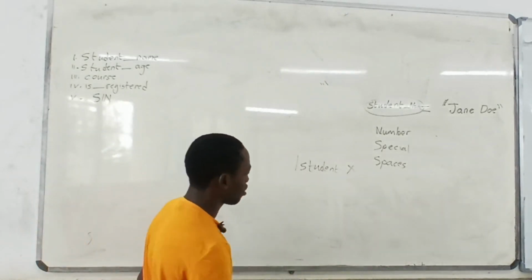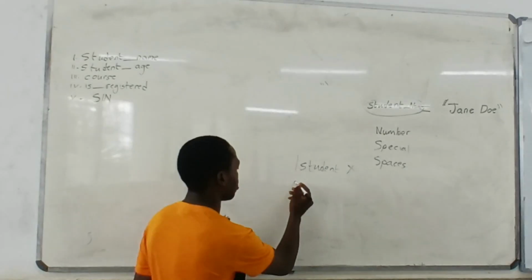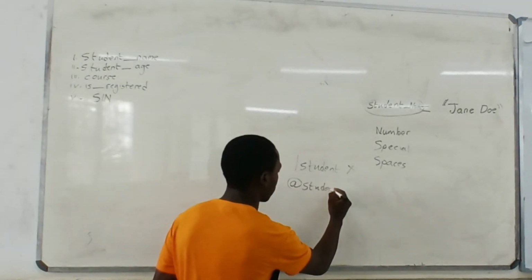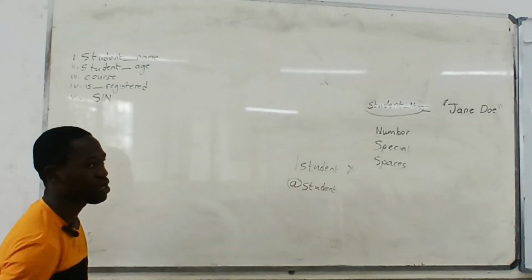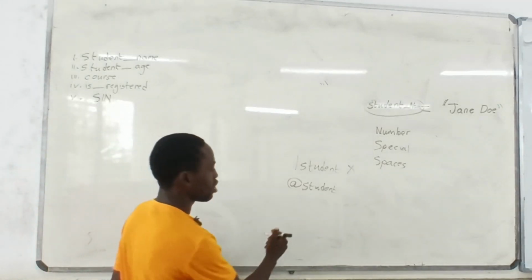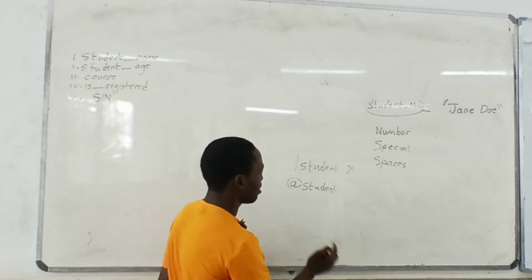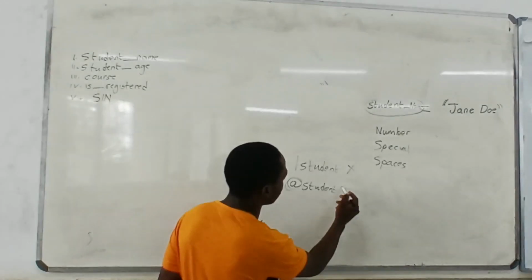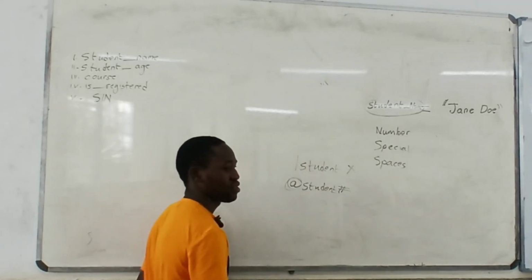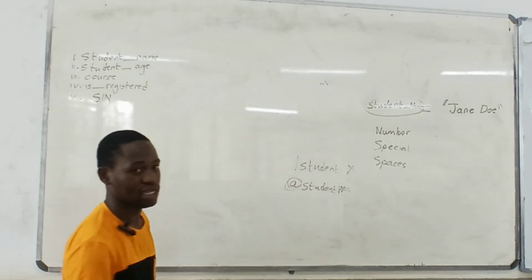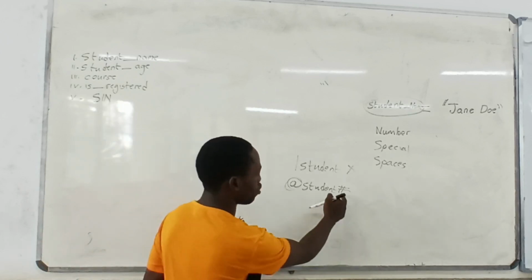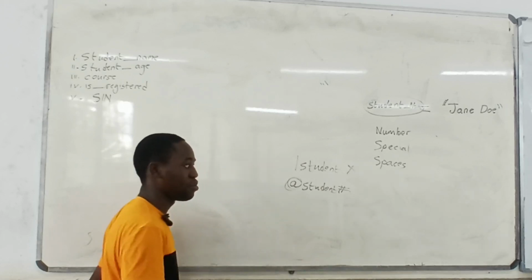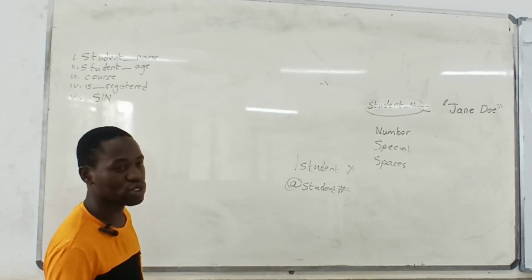A variable name cannot start with a special character like the dollar symbol. It will also just give you an error. It also cannot contain a special character anywhere else as well. So it also can't be student hash. So we all know what special characters are, right? In short, variable names just can't contain special characters anywhere when you're naming the variable. And then it also should not contain spaces.